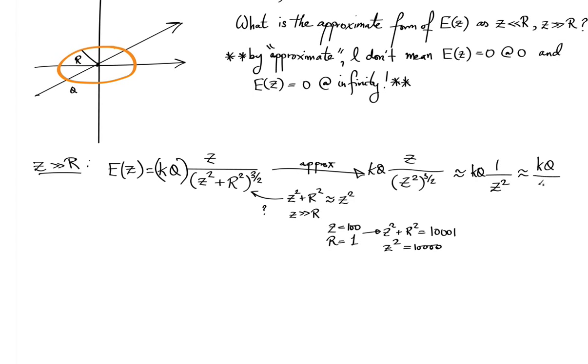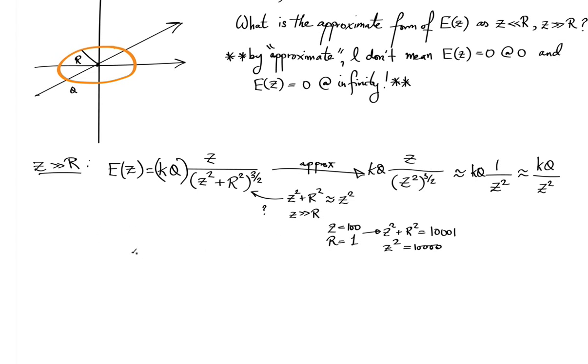For those of you that have had some experience with electrostatics, you know that the electric field from a point charge goes as kq over r squared. So what we're saying here is that when we get really, really far away from the ring, we can't really tell it's a ring anymore. It's just a speck. It looks just like a point charge. So that kind of makes sense. When we get really far away, the shape of that ring doesn't really matter anymore. It's just some little dot with a charge q. And so that kind of makes intuitive sense.